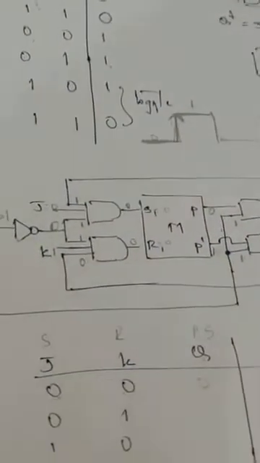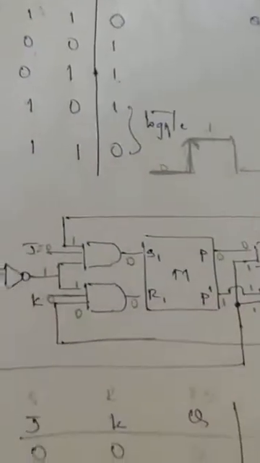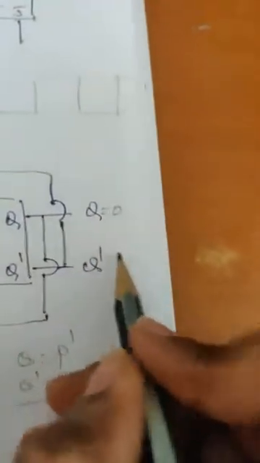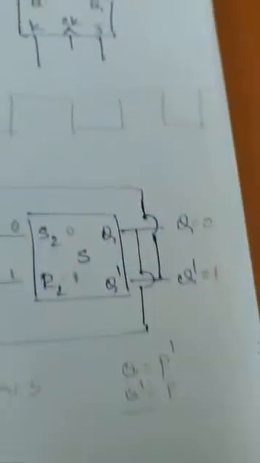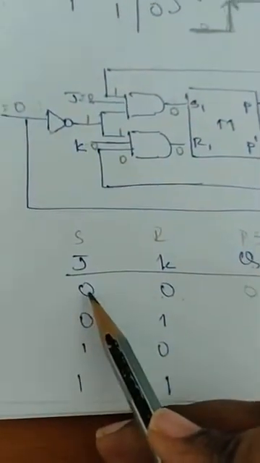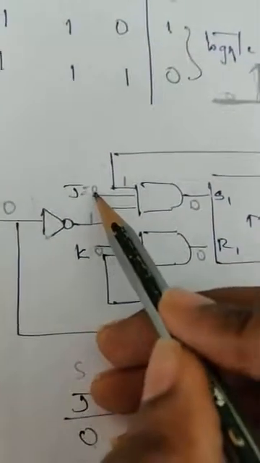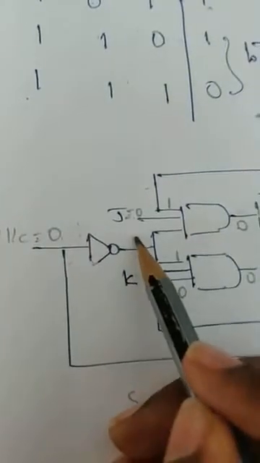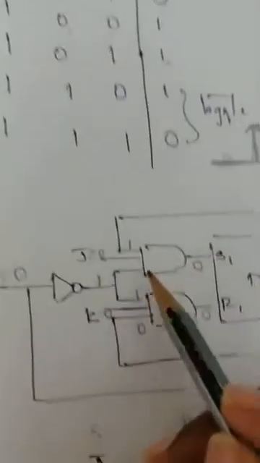Don't get confused. Let me tell it once again. Look here. Let me assume Q is equal to 0. Q is equal to 0 means Q bar is equal to 1. This is clear, right? Let me take the inputs J is equal to 0, K is equal to 0, for the first transition. The clock is 0 now. Clock is 0 means this will be converted to 1. So when the clock is 0, the master will be active, the slave will be deactive. Clear?